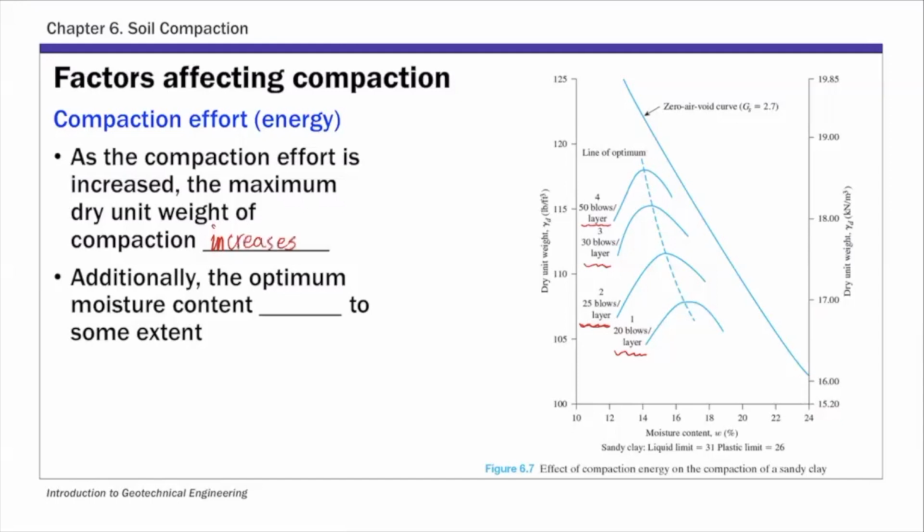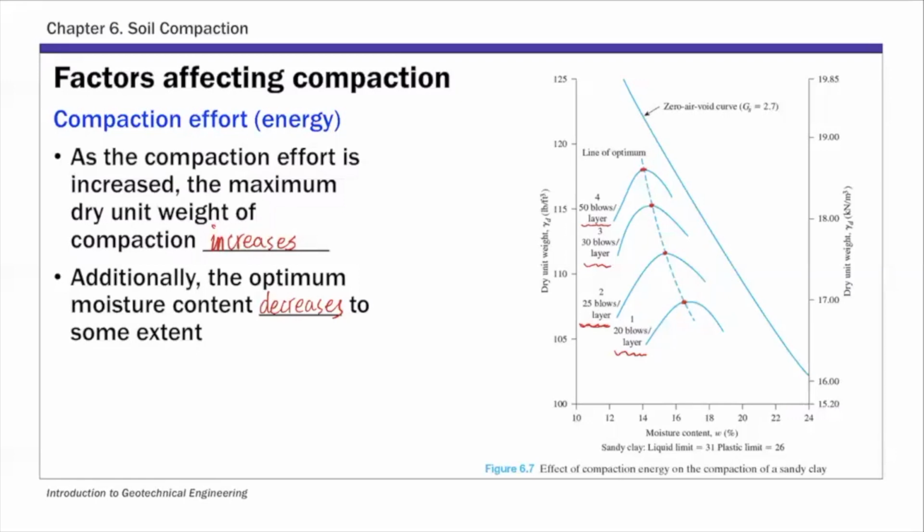So remember, the gamma D max is basically the gamma D corresponding to the peak point. So this gamma D max increases as the compaction effort increases. And then the optimum moisture content, which is on the x-axis, basically decreases slightly. So you increase the compaction effort, it actually slightly decreases the optimum moisture content. Okay. So that's the effect of compaction energy.